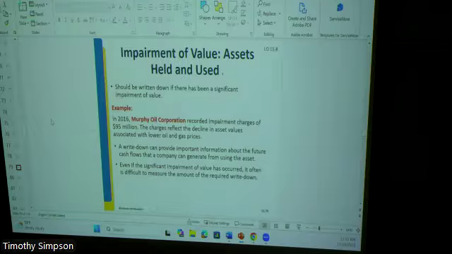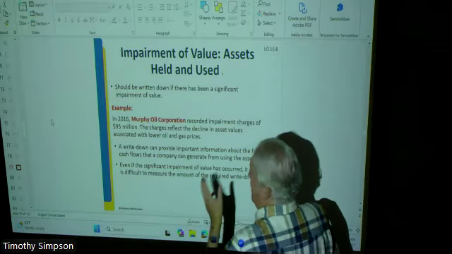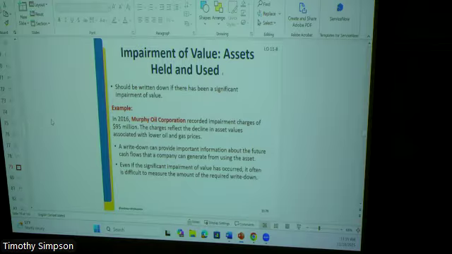So in this example, Murphy Oil in 2016 reported impairment charges of $95 million. The charges reflect the decline in asset values associated with lower oil and gas prices. These are output prices. This has nothing to do with the assets themselves being impaired, damaged, burned up, whatever. It could include that. I'm not saying impairment does not include that. Sometimes it is damage to the asset itself, but a lot of times it's external factors.